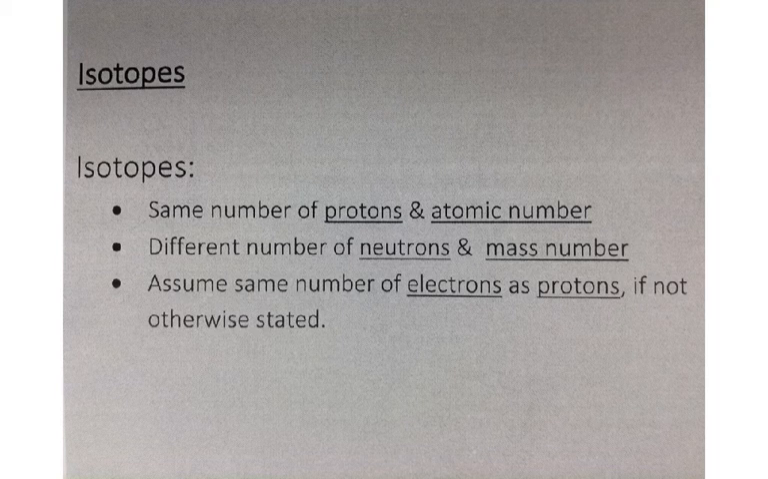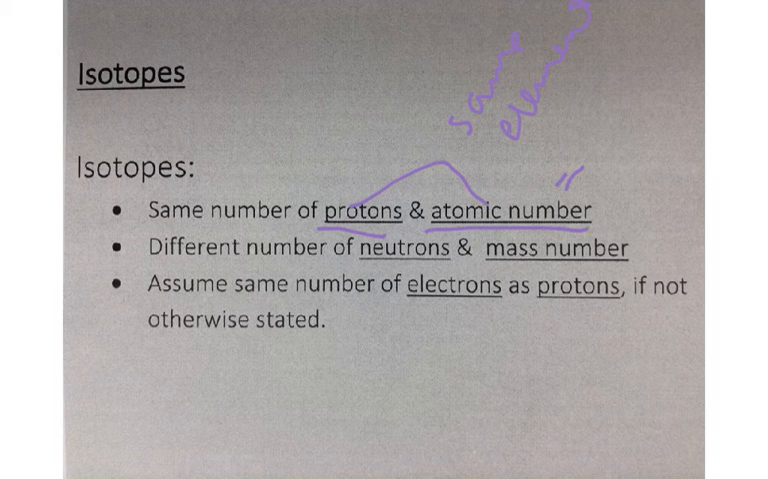Isotopes have the same number of protons and the same atomic number as each other. So if I have an isotope of one element and an isotope of that same element, you are always going to be talking about, once again, because they have the same proton and atomic number, the same element. So isotopes are always the same element.